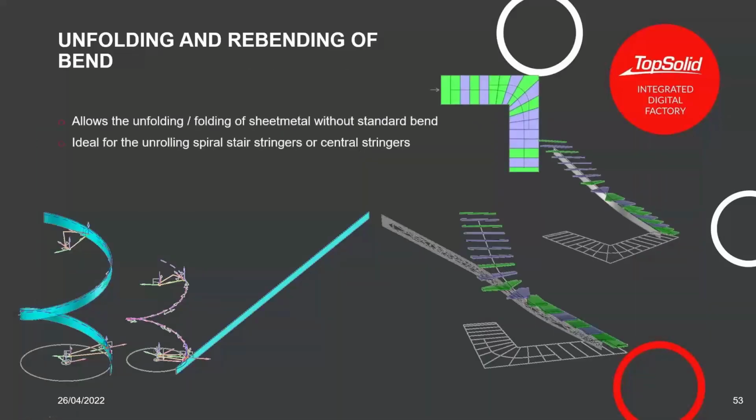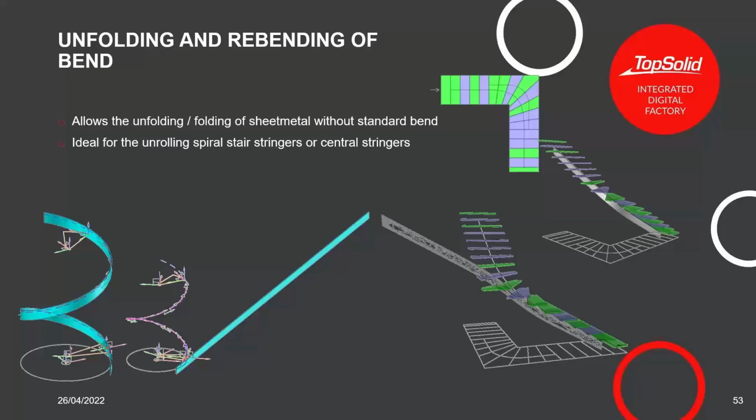Next, unfolding and rebending of a bend. So we've always had the ability to unfold and refold a bend, but it had to be a bend. Okay? So in this case, when we want to unfold something that's not really a bend, it's more of a forming, for example. It's not really a forming either. It's just somewhere in between all of that. We had to make a command for that.